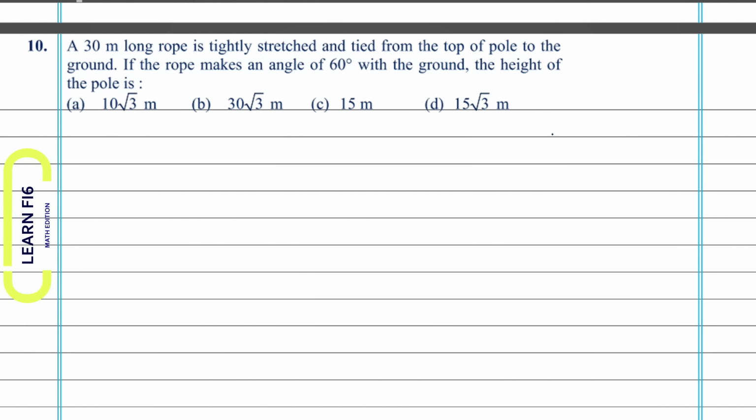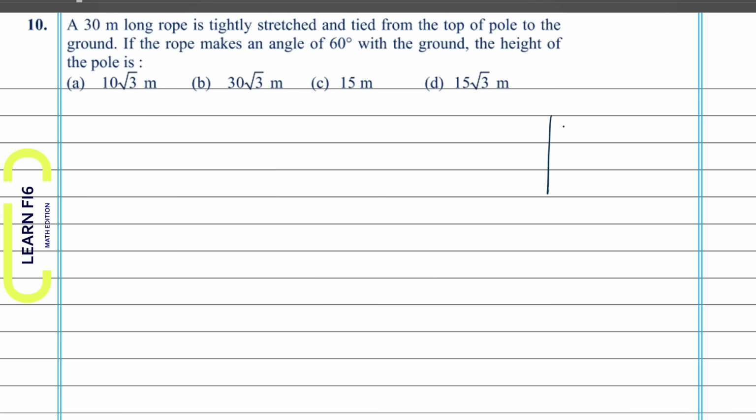A 30-meter rope is tightly stretched and tied from the top of a pole to the ground. Imagine there is a pole. From the top of that pole, there is a rope which is connected with one end, and the other end is connected to the ground. This rope is tightly stretched. The rope makes 60 degrees with the ground, and we need to find the height of the pole. The length of the rope is also given, that is 30 meters.